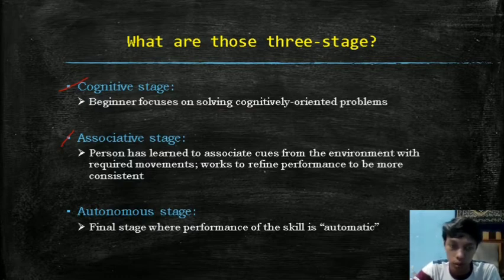The third one is the autonomous stage, which is the final stage where performance of the skill is automatic. It means the beginner has become highly skilled. So he or she knows the best technique or skill to apply based on different situations.